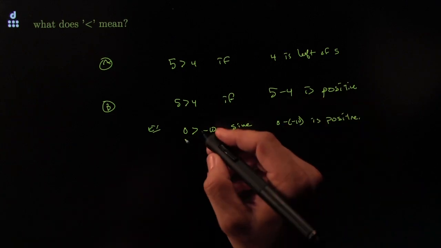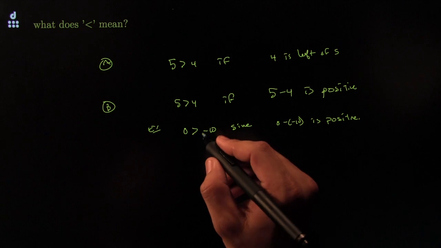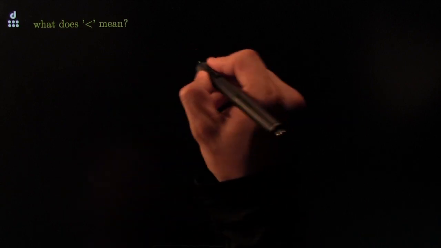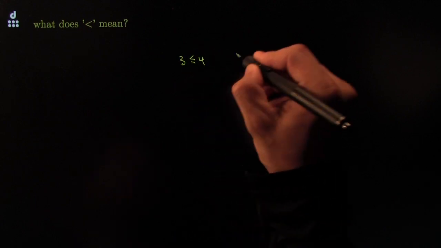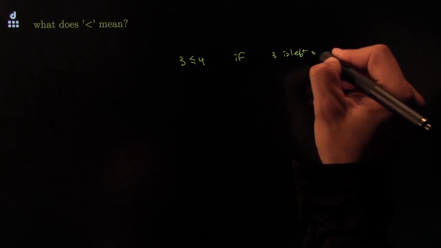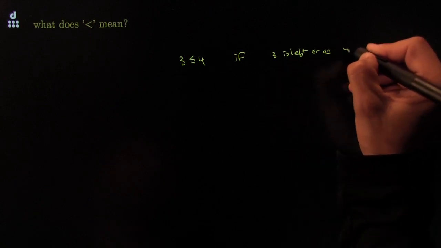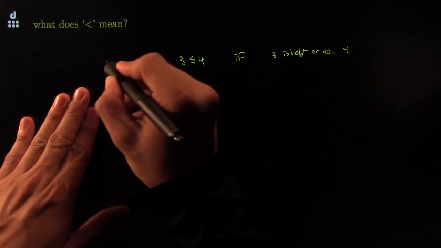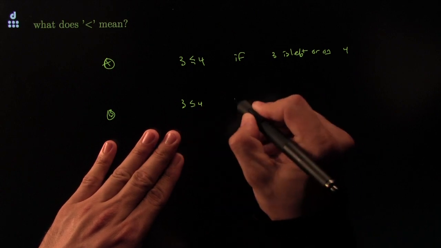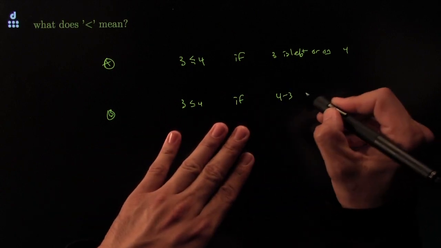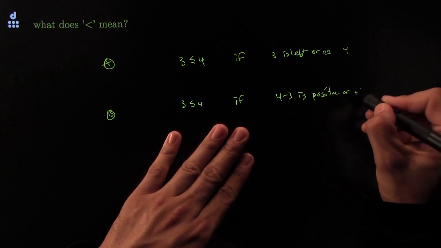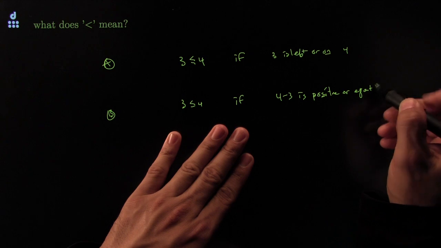And the equal just means you have the possibility that not only is it greater than, but it's also equal. So as an example, 3 is less than or equal to 4 if 3 is left of 4 or on exactly the same spot as 4 on a number line. This would be definition A. Definition B: 3 is less than or equal to 4 if 4 minus 3 is positive or equal to 0.